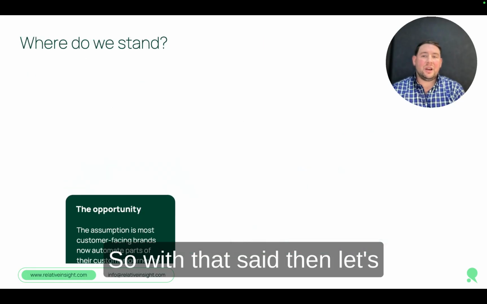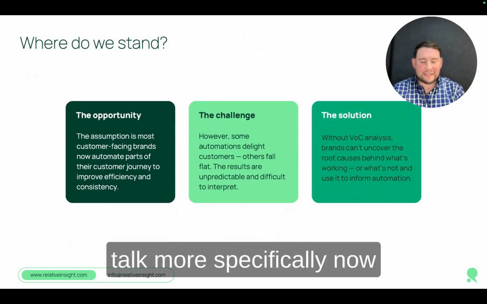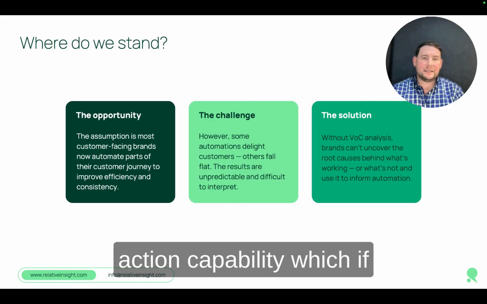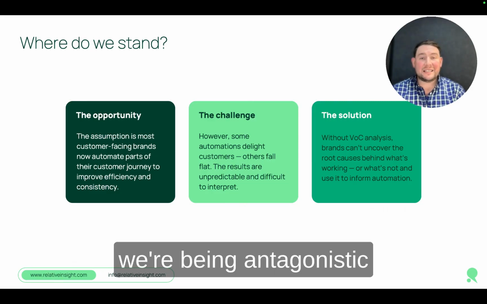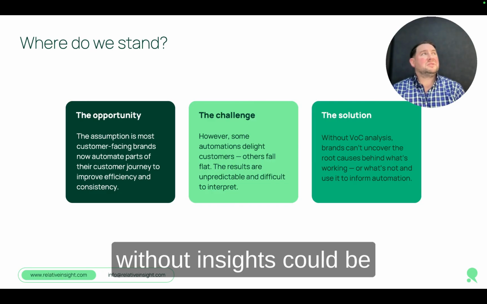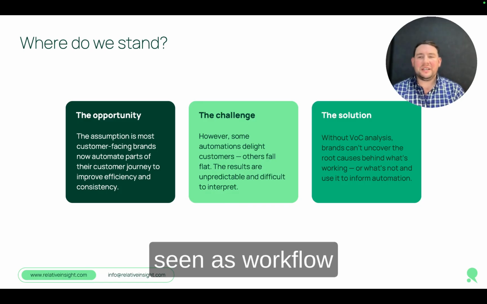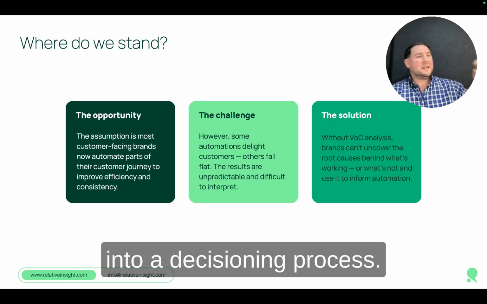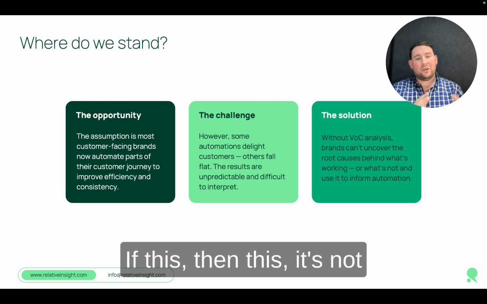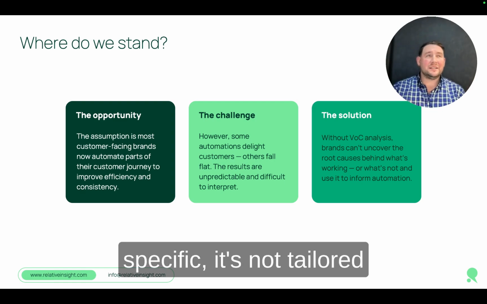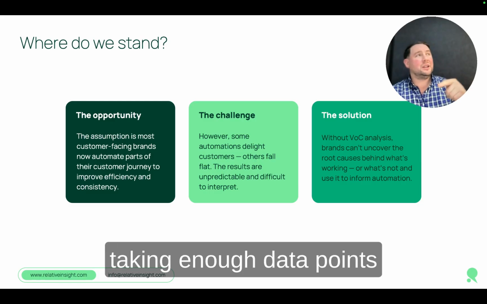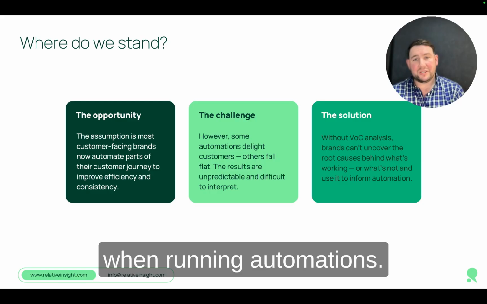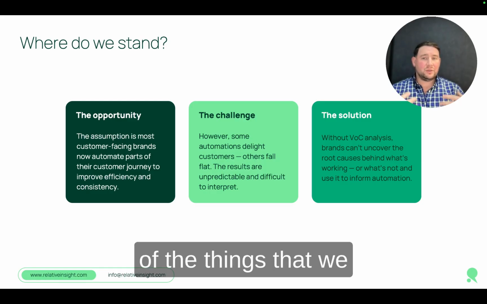So with that said, let's talk more specifically now about automation, decisioning, and next best action capability, which, if we're being antagonistic, without insights could be seen as workflow, i.e., I'm just bunging some people into a decisioning process. If this, then this. It's not specific. It's not tailored to that individual. It's not taking enough data points and considerations when running automations. And so these are some of the things that we believe in, right?